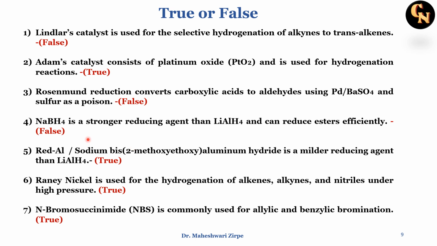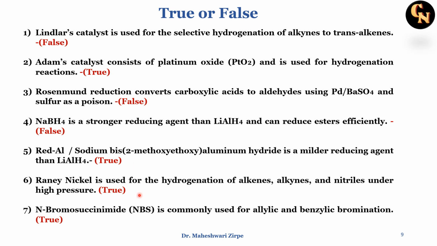So again, this is a false statement because in the MCQ we have already seen that lithium aluminum hydride is a strong reducing agent and sodium borohydride is a mild reducing agent. So the fourth statement is false. Now the next one is Red-Al, sodium bis(2-methoxyethoxy)aluminum hydride, is a milder reducing agent than lithium aluminum hydride. So this is true. Lithium aluminum hydride is the strongest reducing agent.